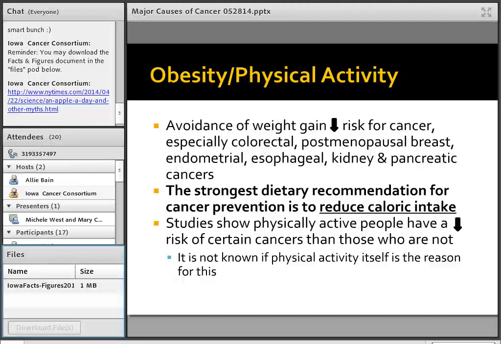Now, physical activity has also been linked to a decreased risk of some cancers, but it's not really known if physical activity itself is the reason for this, if it's all tied up in people's dietary habits and their weight and things like that. So it's really hard to disentangle some of these things when you talk about obesity, physical activity, sedentary lifestyle. But the clearest evidence and the biggest public health implication is reduce caloric intake and maintain a healthy body weight.